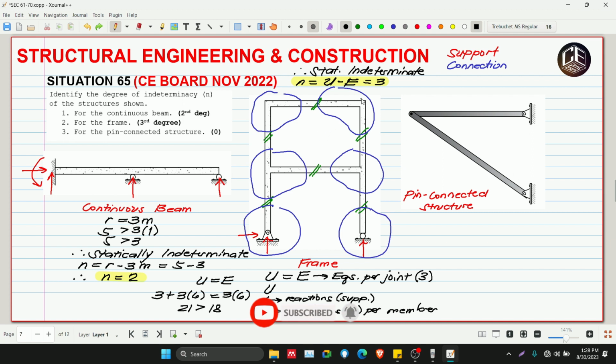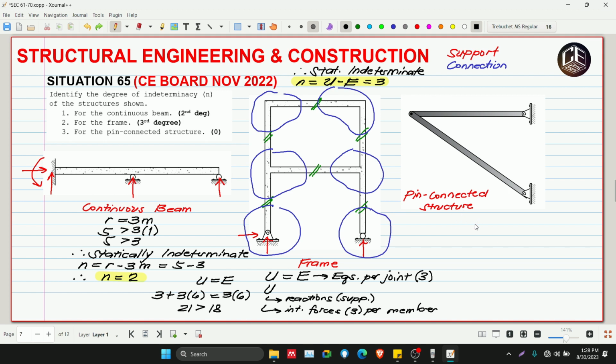Ito, hindi man siya pwedeng tawagin as pin-connected. No. If we say pin-connected, meron tayong mga members na ang connection ay pin. Ito, wala naman. Ang connection natin dito ay lahat fixed. Kaya hindi natin siya pwede i-consider as pin-connected, but instead, it is classified as frame. Okay, so sana malino sa inyo yun.